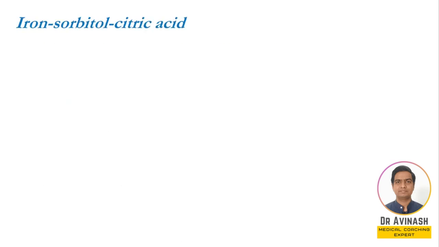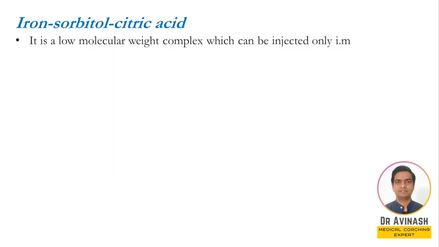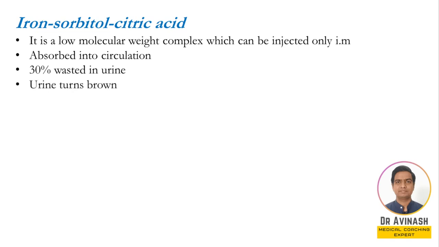The second preparation of iron that we need to know is iron sorbitol citric acid. It is a low molecular weight complex. It can only be given IM, only IM. It is absorbed easily into circulation, but 30% of it gets wasted in urine, which means the urine will get ironish color. It will turn brown. You have to warn the patient, otherwise the patient will become really worried. Why is this urine turning brown?